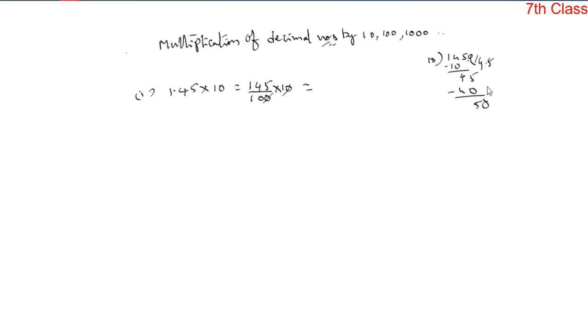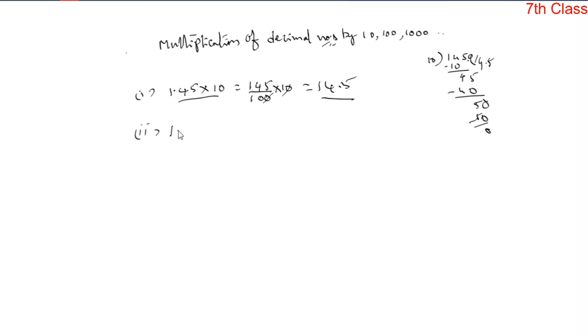Now 10 fives are 50. Now minus it. So which is equal to how much? 14.5. That means 1.45 into 10 is equal to how much? 14.5. So let me give one more example.